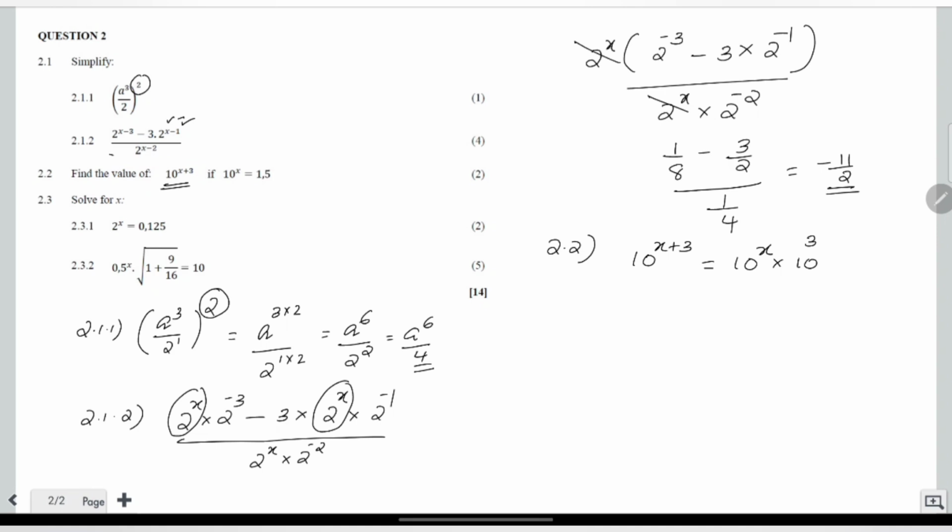Now we can see 10 to the power x as it is. You can replace that with what? 1,5 times 10 to the power 3, where 10 to the power 3 is 1000. Now just multiply 1,5 times 1000, which is 1500. That is the answer. We got the numerical value of that. Is it clear?